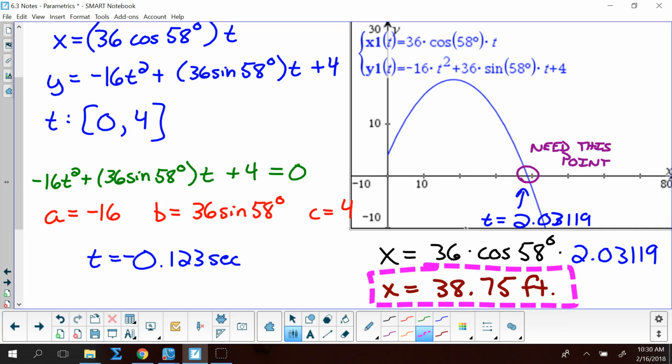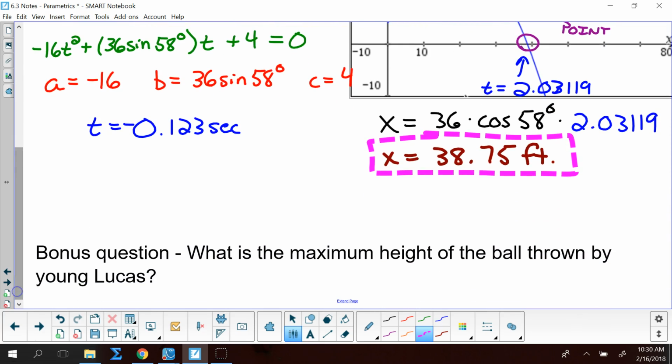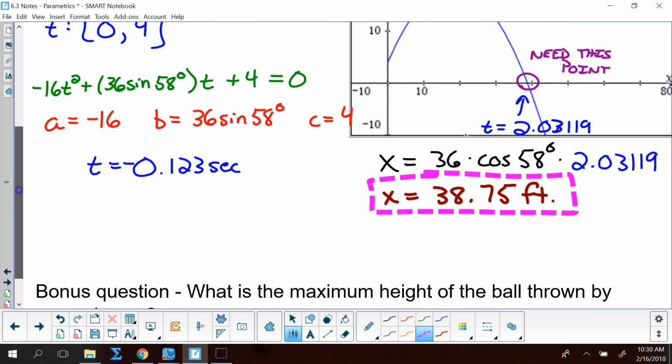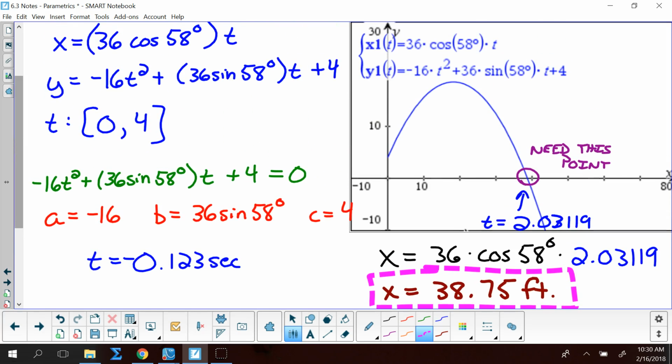Okay. Follow-up question. How high did he throw the ball? Now what are we looking for? Follow-up question. What is the maximum height of the ball thrown by young Lucas? What point am I looking for now on my graph? What do we call that? Call that the vertex, right? So I'm looking for this point up here, the vertex.